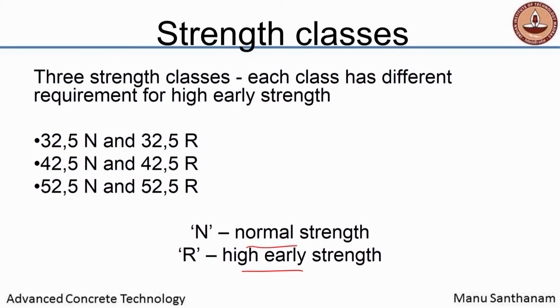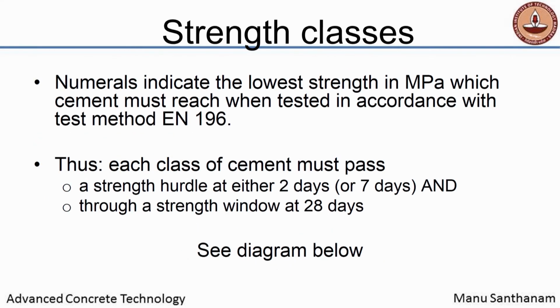Okay. So, let us look at how these requirements are. The numerals 32.5, 42.5 and 52.5 indicate the lowest strength in megapascals which cement must reach when tested in accordance with the test method EN 196. It is the lowest strength, okay. It is not the characteristic strength, it is the lowest strength. In IS we call it the characteristic strength.